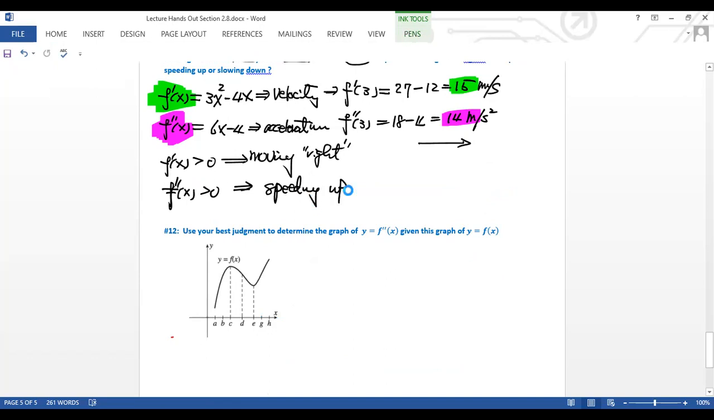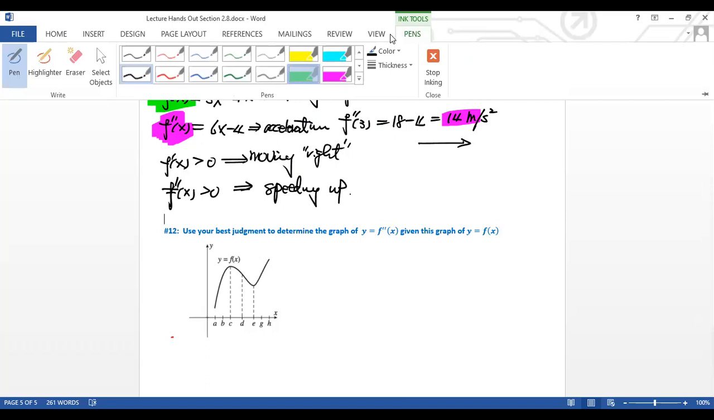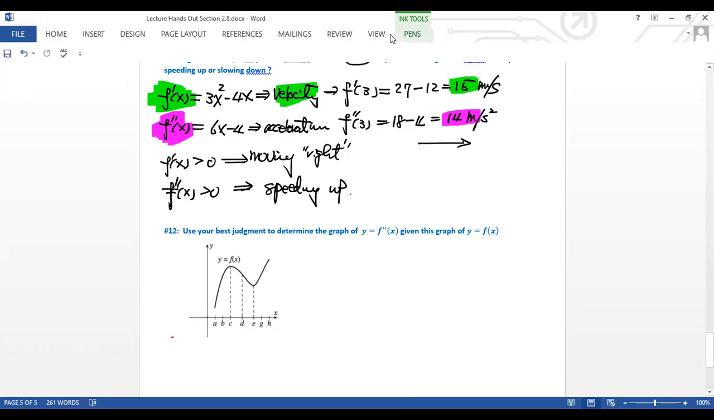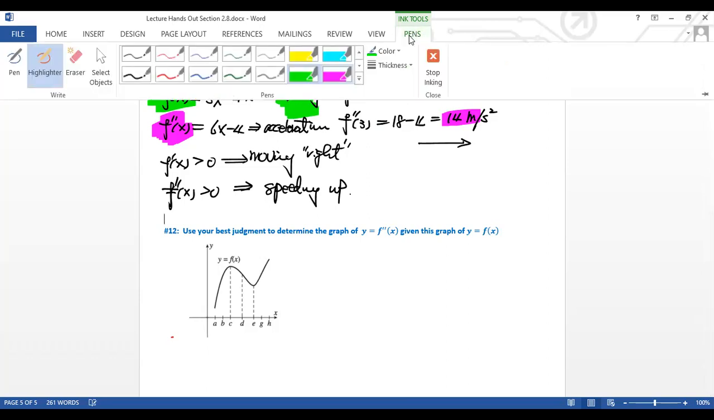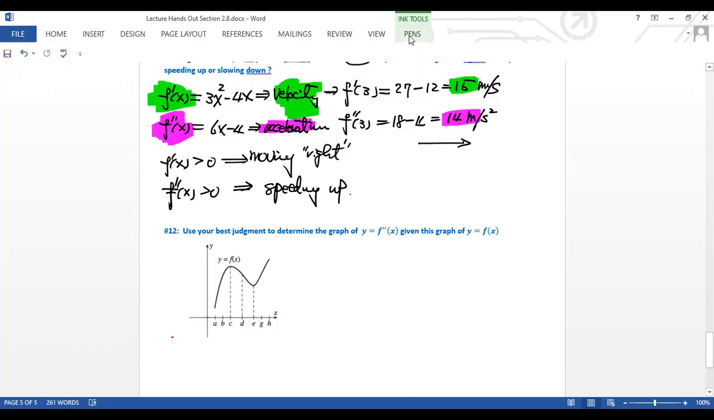See? So this is a good application for higher order derivatives. So remember, the first derivative is the velocity, right? It's very, very important. We have a lot of applications here. The first is velocity, then the second derivative is the acceleration. All right, that is the key part for higher order derivatives.